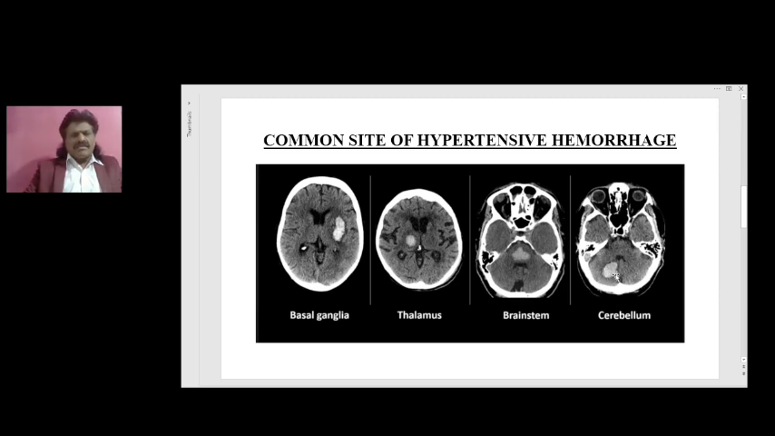So these are the common sites of hypertensive hemorrhage. One is the putamen, second is the thalamus, third is the pons and fourth is the cerebellum. Of all these sites, the putamen is the most common site of hypertensive bleed. If you find a bleed in these four areas, we have to suspect that it is a hypertensive bleed.